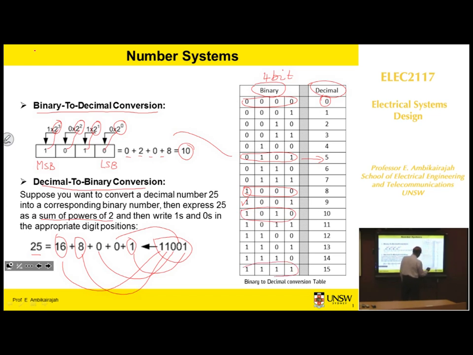When you have a 4-bit binary, if all of them are 1, that gives you 15. So this would be 1 times 2 to the 0, 1 times 2 to the 1, 1 times 2 to the 2, 1 times 2 to the 3. Add them up, you will get 15.